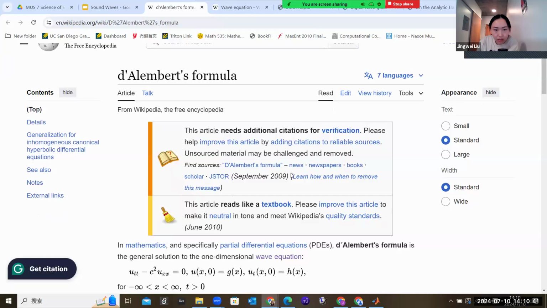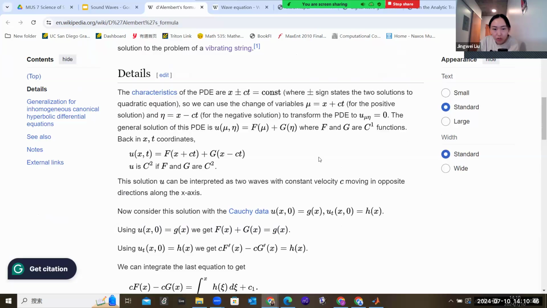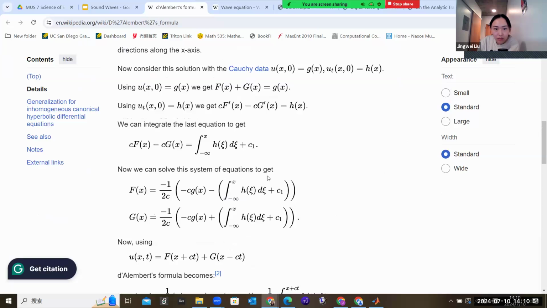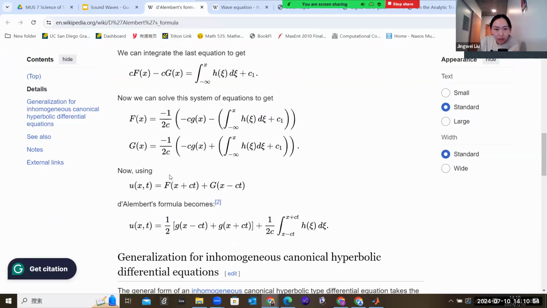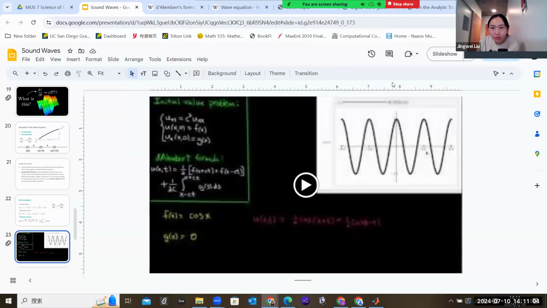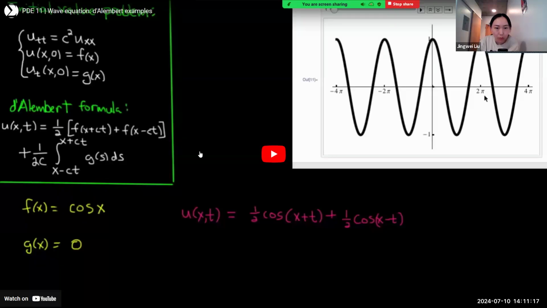So here are the details. You have the wave equation. You just substitute this initial value into the general solution, and you can get the D'Alembert formula. So this is the initial condition. Okay, and we will review this part of the video and give you a more intuitive feeling of what that means. So here you can see the wave equation, and this is the D'Alembert formula.